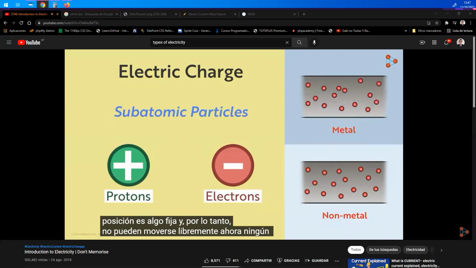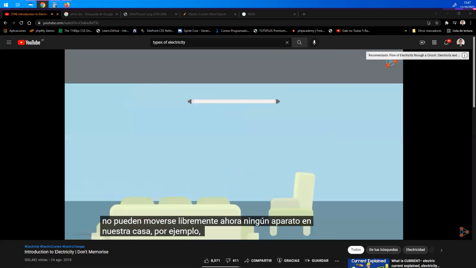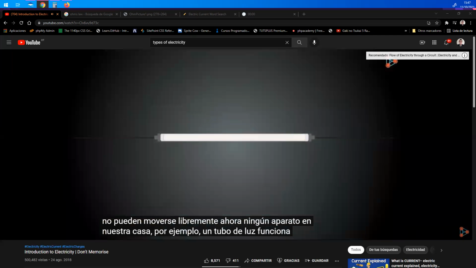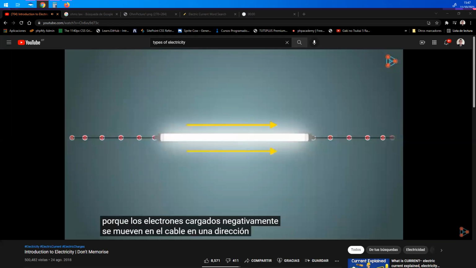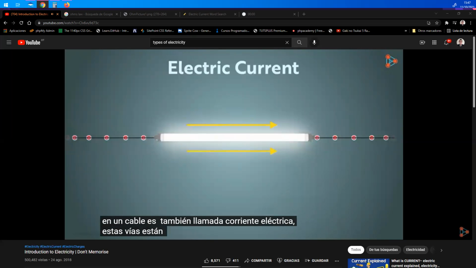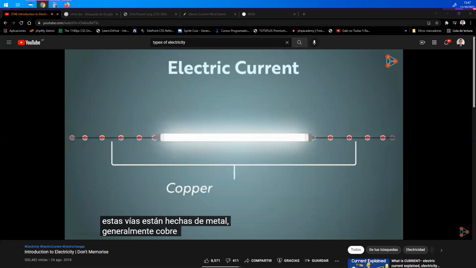Now, any appliance in our house, for example a tube light, works because the negatively charged electrons are moving in the wire in one direction. This unidirectional motion of electrons in a wire is also called electric current. These wires are made of metal, usually copper or aluminium, and you can understand why.